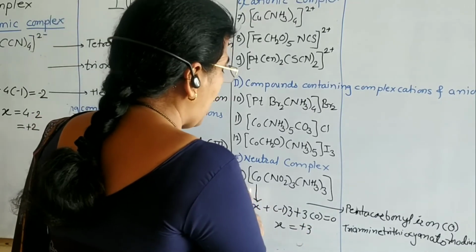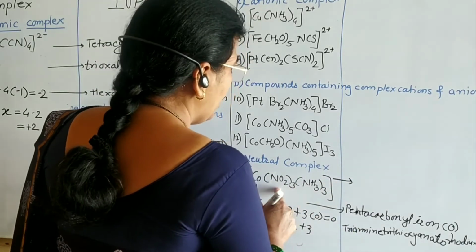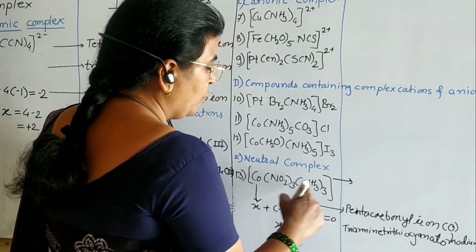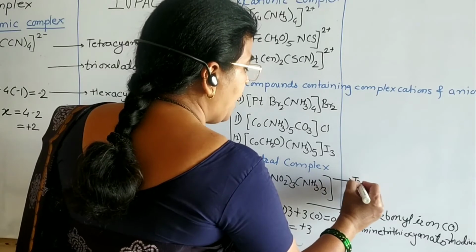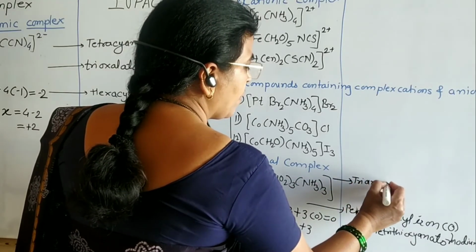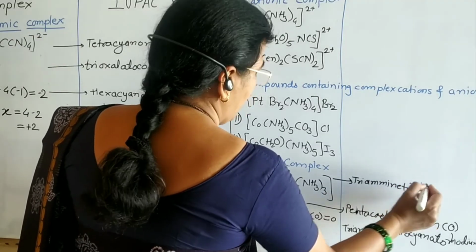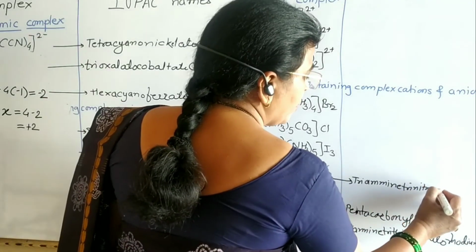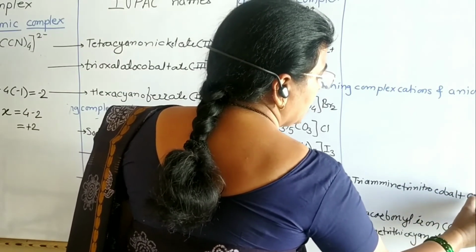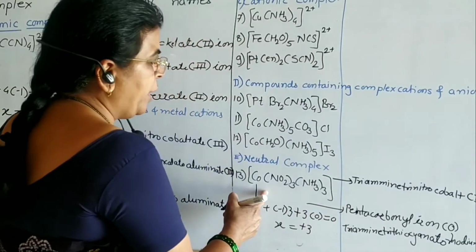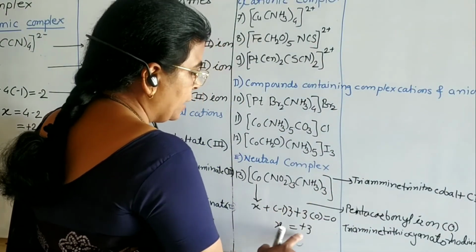Now we write the IUPAC name of this compound. Here it is the nitro group and the ammine group. Alphabetically ammine comes first, therefore it becomes triammine, trinitro, cobalt(III). This is the IUPAC name of this complex, that is triamminetrinitrocobalt(III).